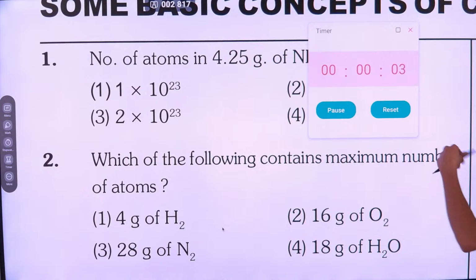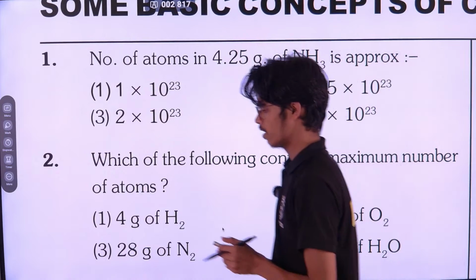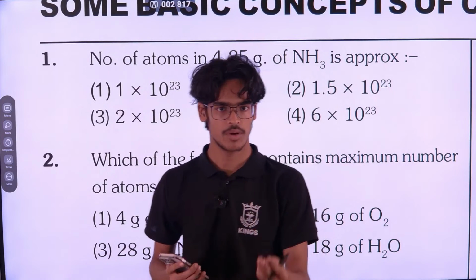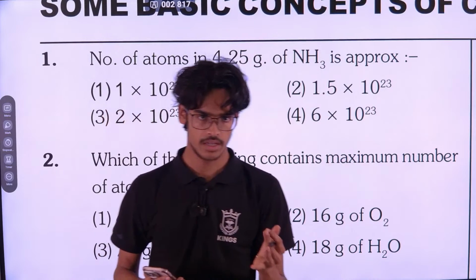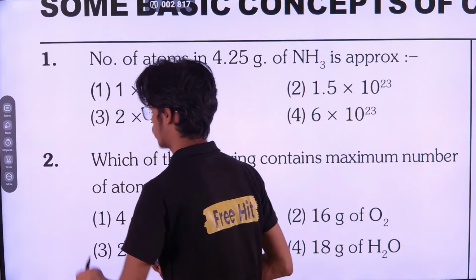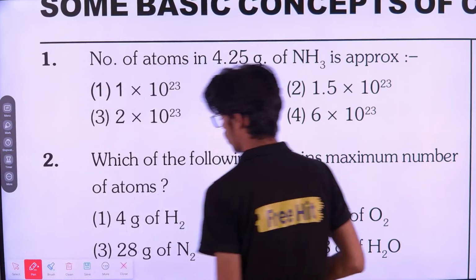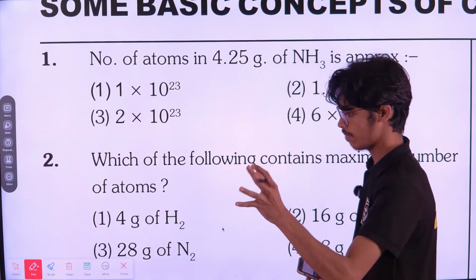Now I can see there is 30-second gap. The question is very easy. The number of particles depends upon the number of moles. More will be the number of moles, more the number of particles. Got it? So it's very easy. Let's start doing it. So first of all, number of mole is equal to given mass upon molar mass.